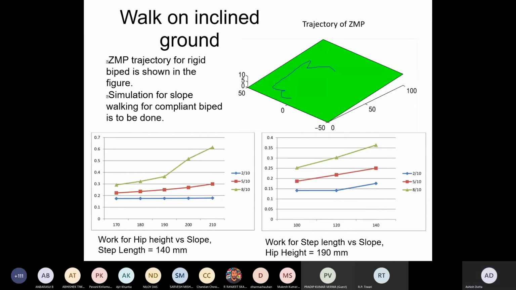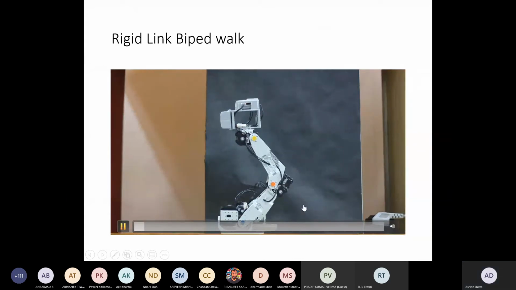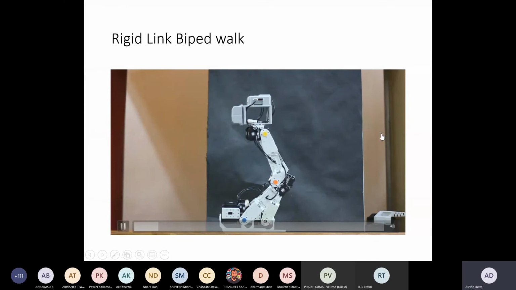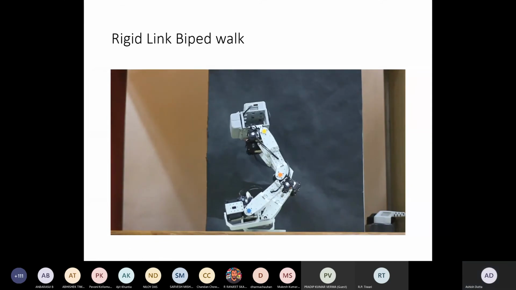Now, this is also the trajectory of the biped for going up a slope. So it is going up an inclined surface. This is how it moves. You can see that it is circling there. What it did, it went forward, then it made a turn, and then it did all funny things. This is the biped walk of a rigid link biped. All the links are rigid. It is walking, with two leg stance and one leg stance.